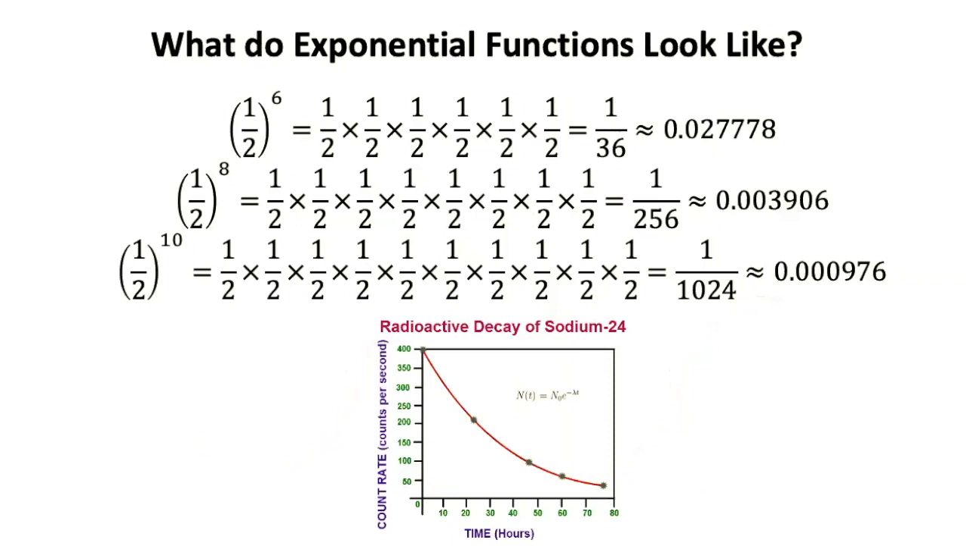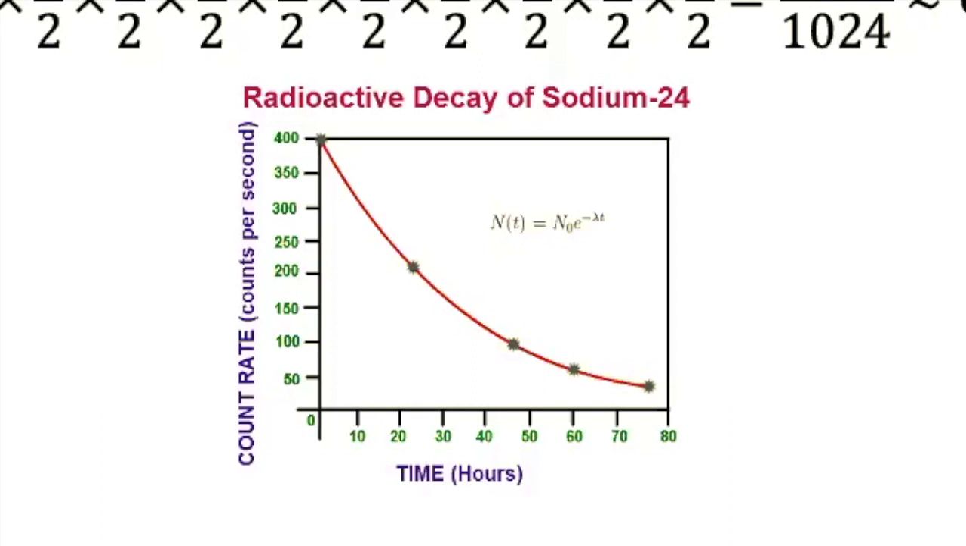Now, if your base switches to being a fraction, look what happens now. You can see 1/2 to the 6th power is about 2/100ths. 1/2 to the 8th power is about 4/1000ths. And when you take 1/2 and multiply it times itself 10 times, you get an itty bitty number. And this graph shows you what exponential decay would look like. Very often, radioactive decay is the example that we use for this, where for every interval of time, the amount of the substance left reduces by half.